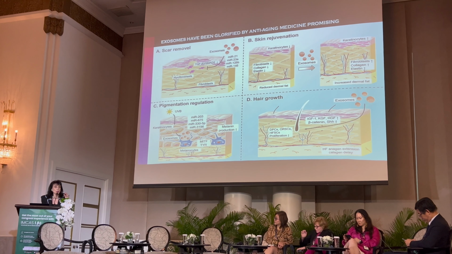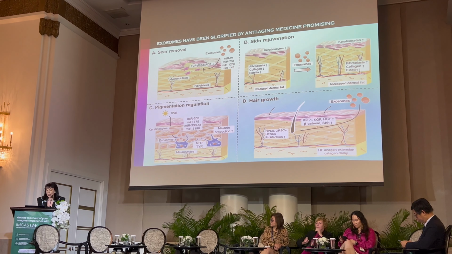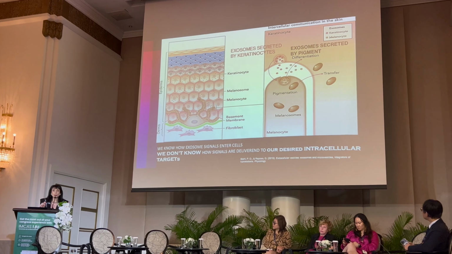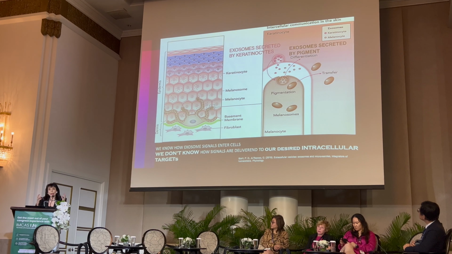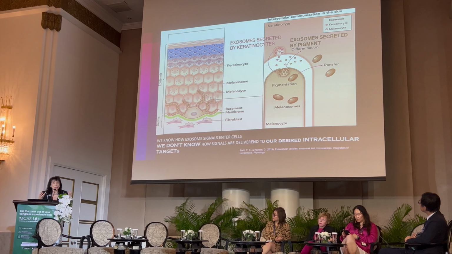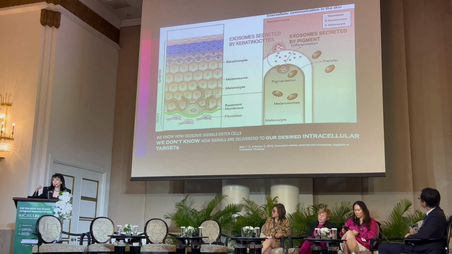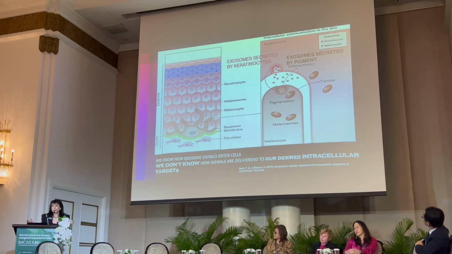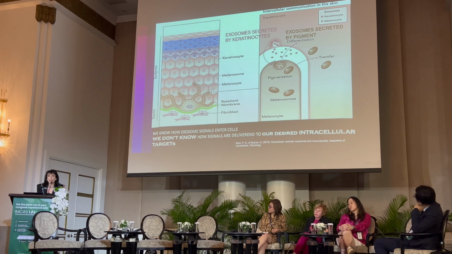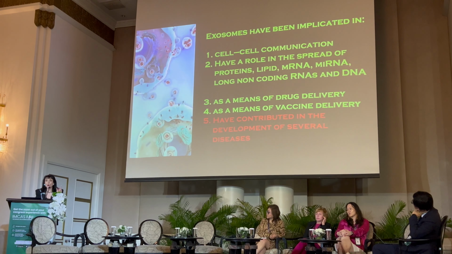They have also been used, like the previous speaker said, in rejuvenation, scar removal, skin rejuvenation, hair growth, and pigmentation. But we have to be careful because all cells, including pigment cells, excrete exosomes. So if the pigment cell excretes the exosomes, well, that's not a very good thing, is it? So again, it goes with the isolation and contamination process that I spoke about earlier, and how important that is.